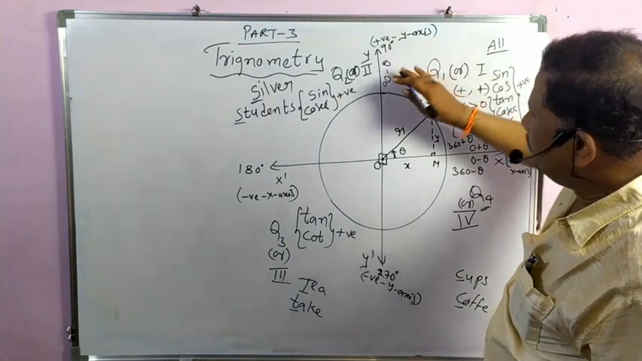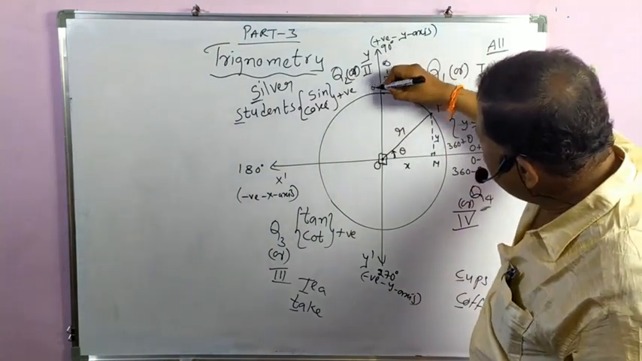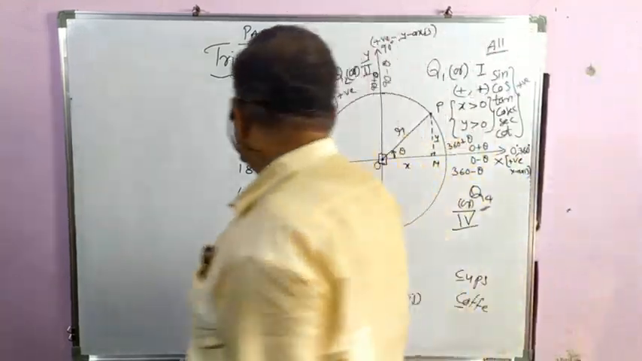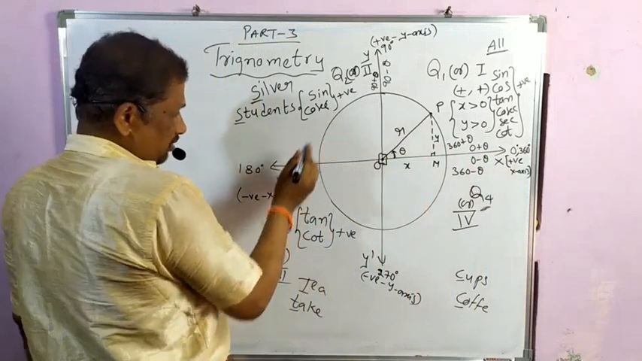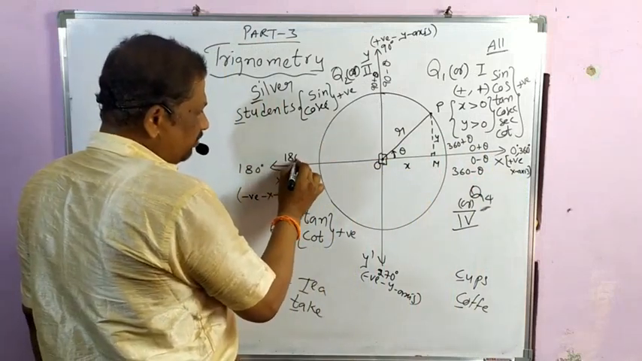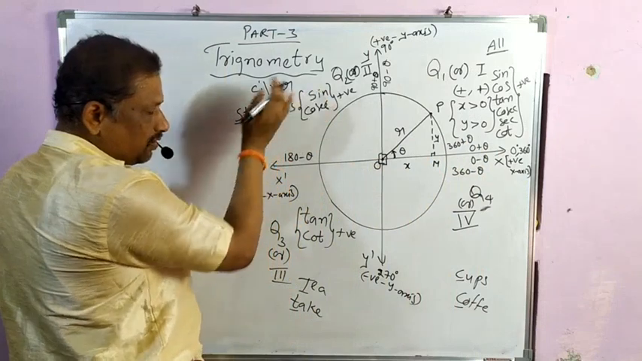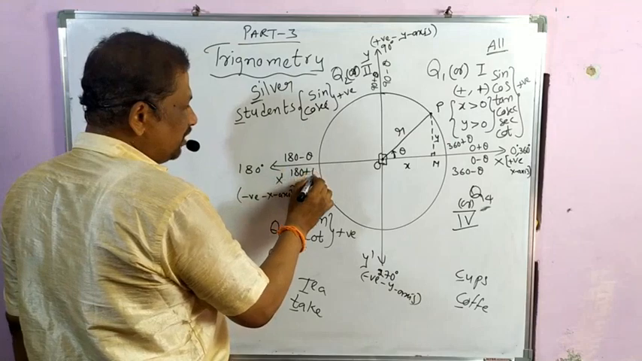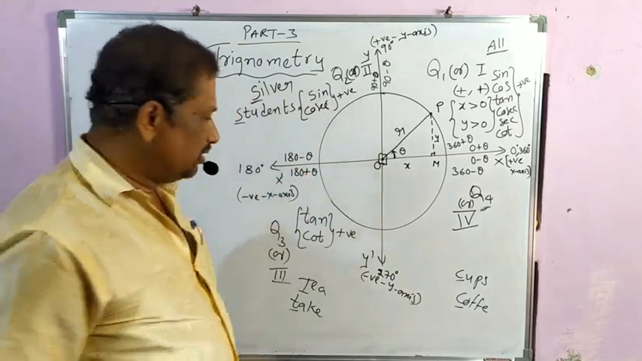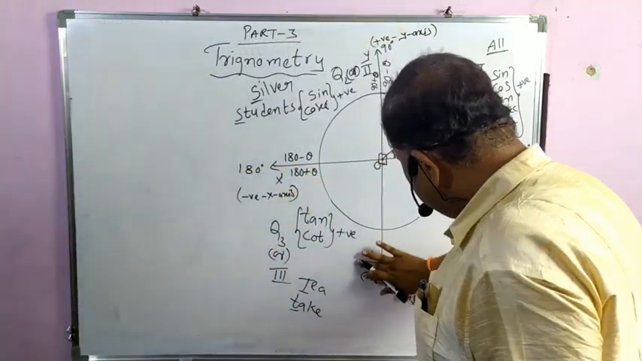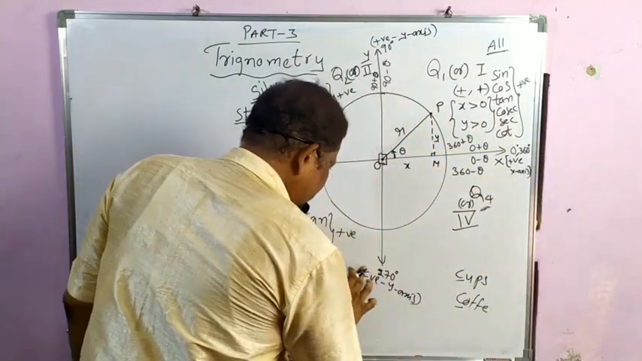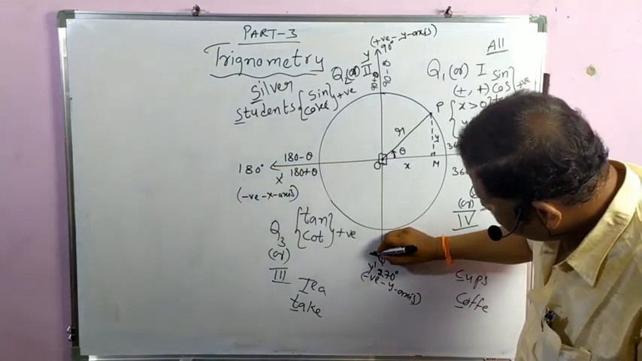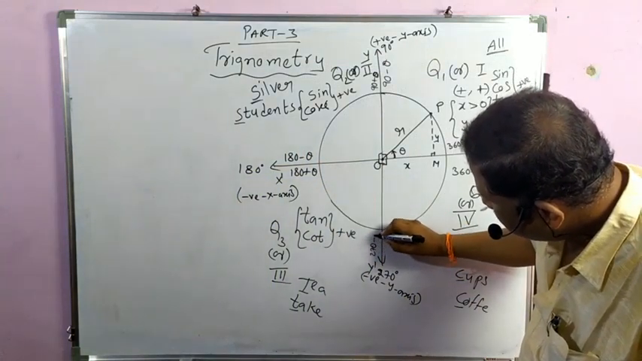falls in the first quadrant, 90 plus theta falls in the second quadrant. Now at 180, 180 minus theta falls in the second quadrant, 180 plus theta falls in the third quadrant. Next here, if you see this one, 270 degrees. So 270 minus theta, which is less than 270 degrees.